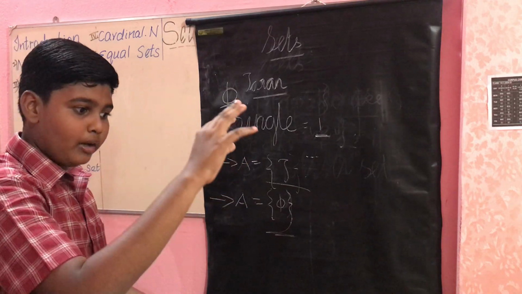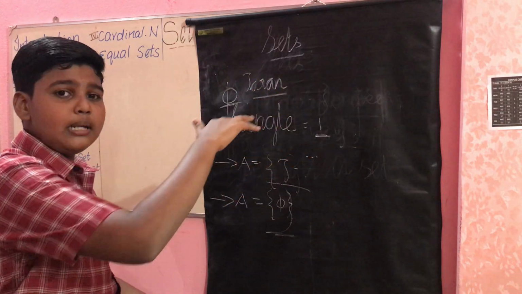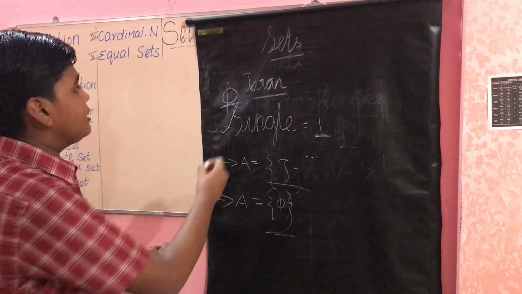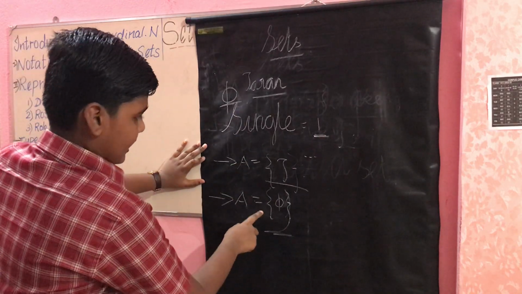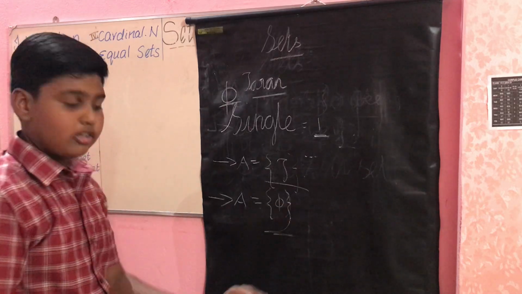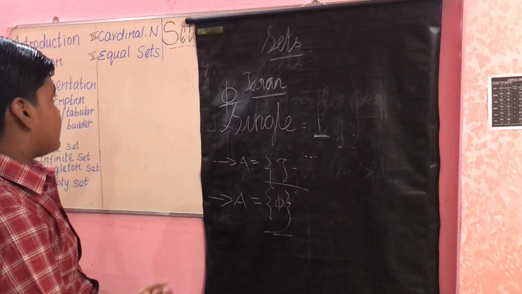But no, there is no whole number below 0. Whole numbers just start from 0. So we need to just write like this: A is equal to curly bracket, 0 slash, that's all, close the curly bracket. Understood, friends? So these are the types of set.